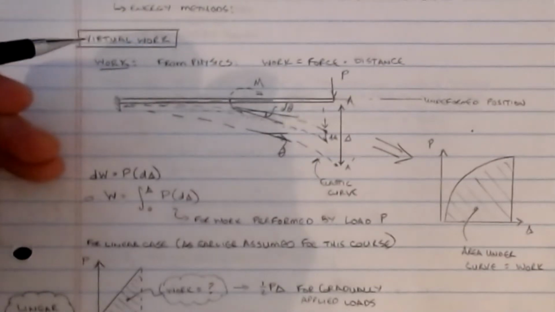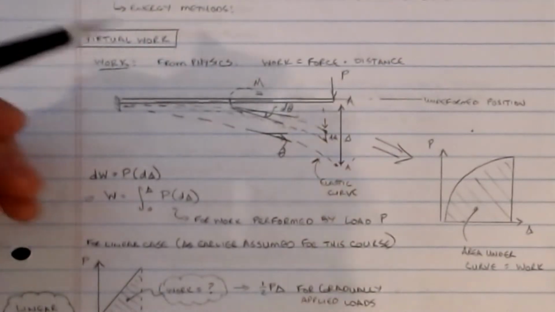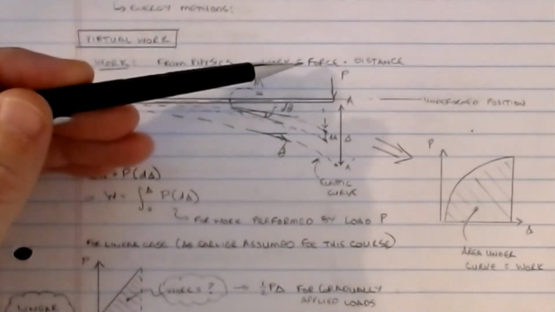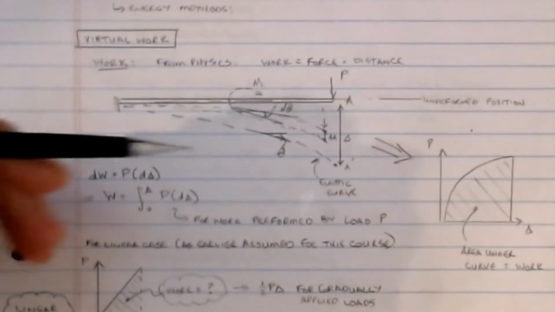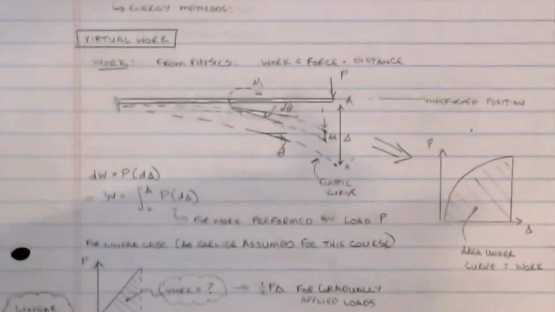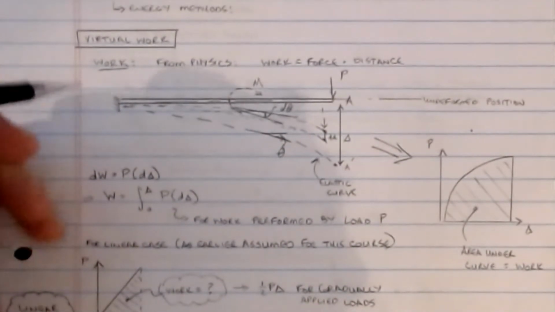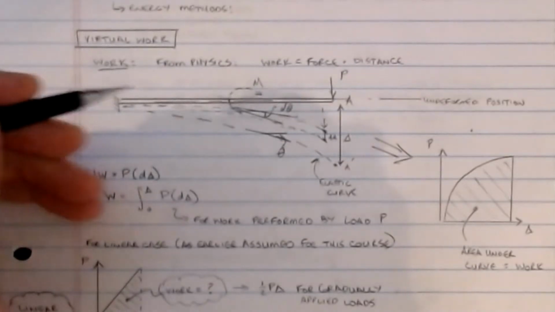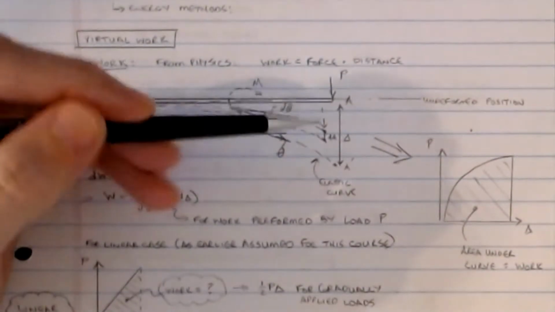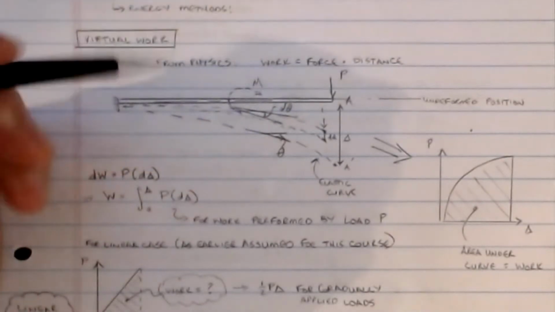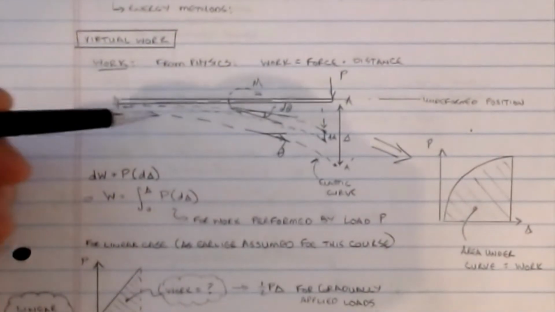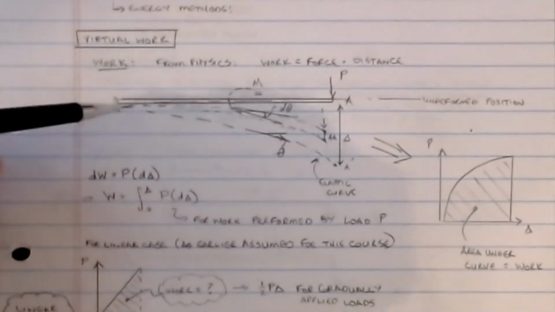So we're going to define virtual work. Work from physics was basically equal to some force times the distance through which that force translates. Now, in our example, the way we're going to set this up is we're going to have a cantilever beam with a couple of different loads applied to it. The one we're looking at here is a point load P acting on the end of the beam, and we know that the beam will want to deflect downward, and that's this bottom deflected line.